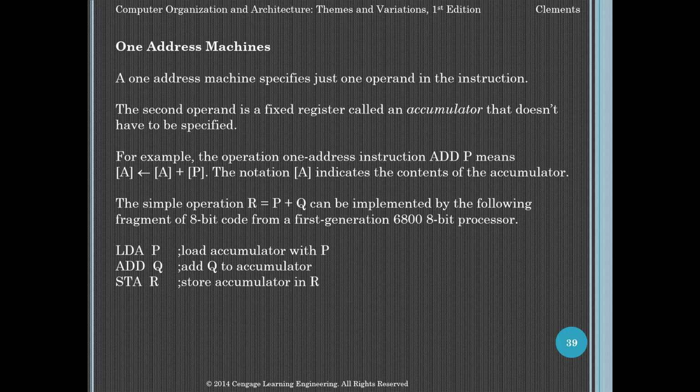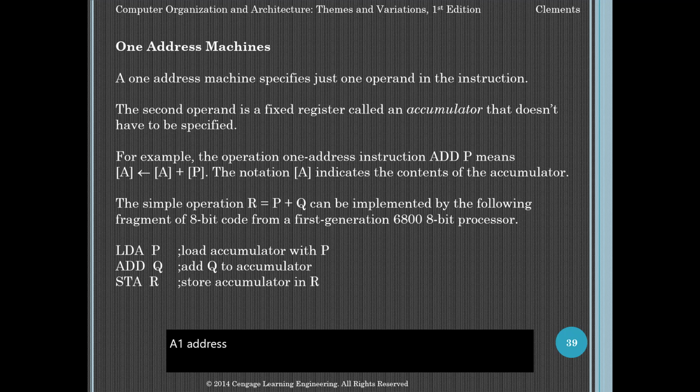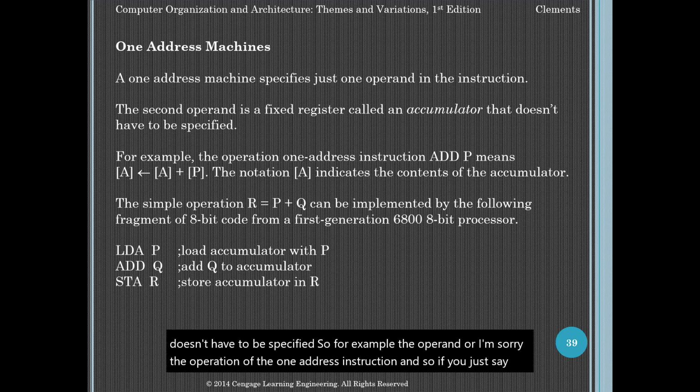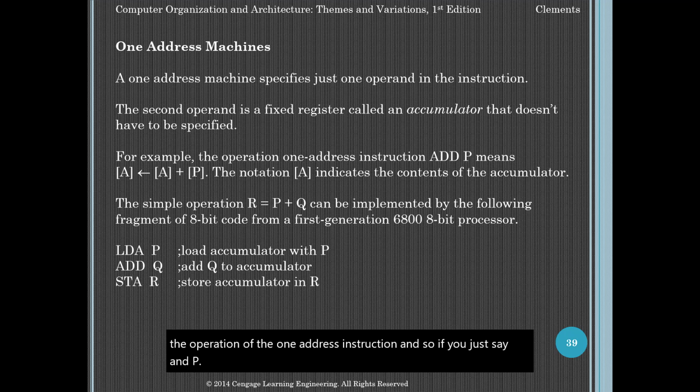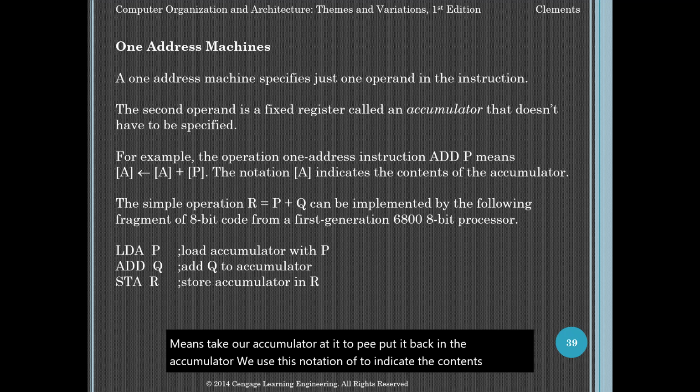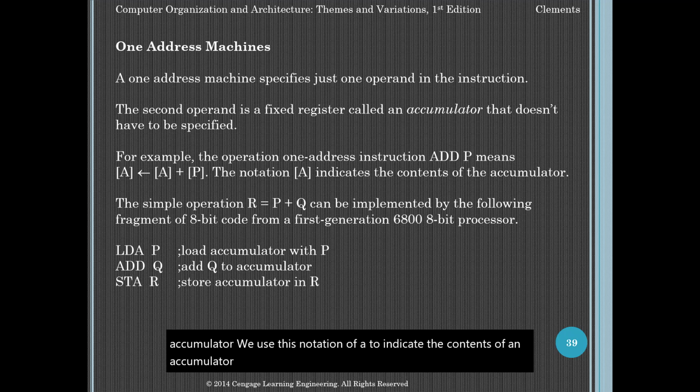A 1 address machine just specifies 1 operand in the instruction. The second operand is a fixed register we call an accumulator that doesn't have to be specified. So, for example, take the operation of the 1 address instruction AND. If you just say AND P, it means take our accumulator, AND it with P, and put it back in the accumulator. We use this notation of A to indicate the contents of an accumulator.